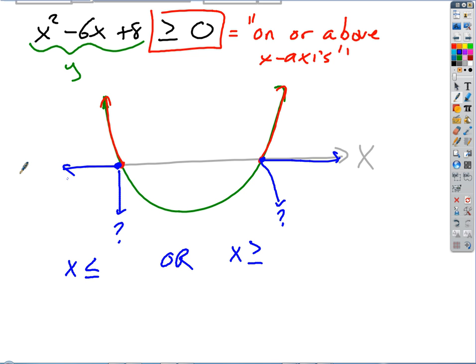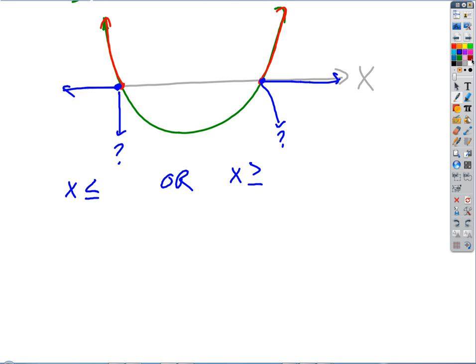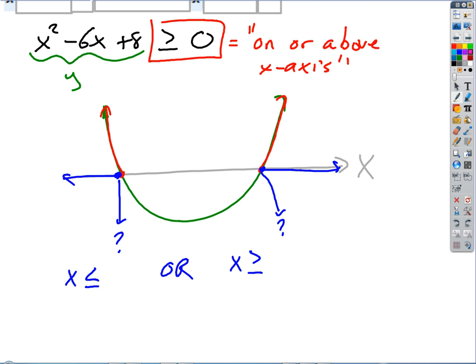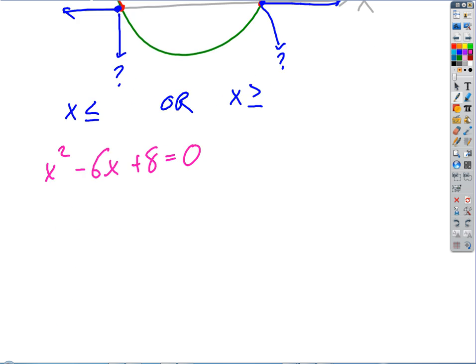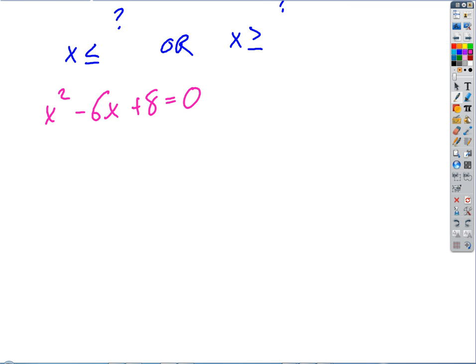I just need to know what those are, and to find those, I just solve the quadratic equation, not the inequality. So we go back and say x squared minus 6x plus 8 equals 0, and solve that any way I want to. In this case, I could factor. The two numbers that multiply to +8 and add to -6 would be x minus 2 and x minus 4, right? But here's the other mistake people tend to make with this. Those aren't the answers, those are just the magic numbers. The answers are what I get when I set those factors equal to 0.